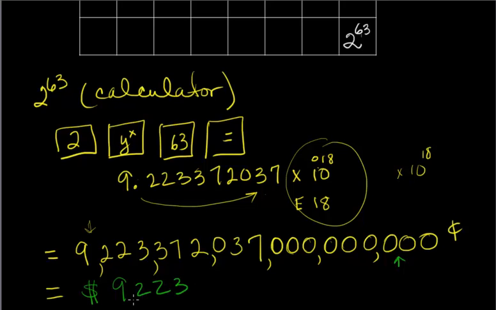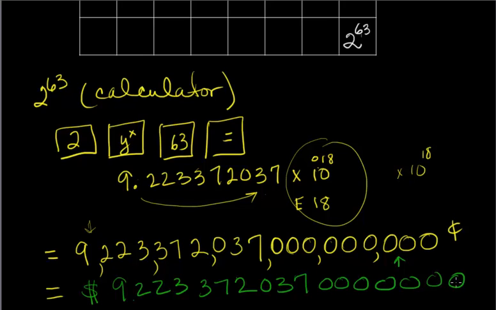9223 372 037 000 That's the number of dollars. And let's go ahead and put the commas back in so we can try to read the number. So this is 92 quadrillion dollars.